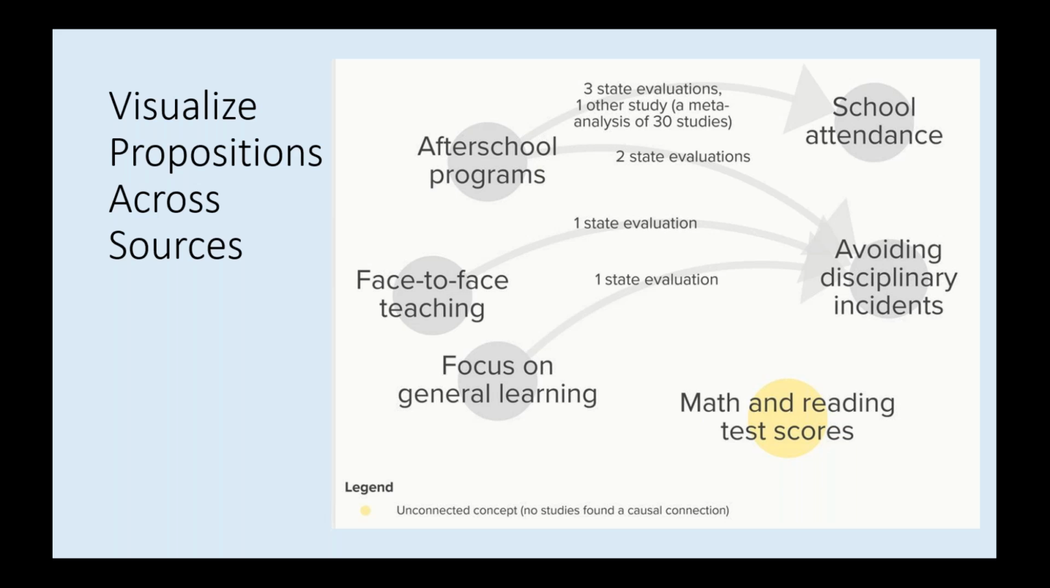information each study adds. Notice that the map also includes a concept that's not connected to anything, math and reading scores, the yellow circle. That unconnected concept is something that the researchers identified as important, but they didn't find any studies that supported a causal connection there. That shows where we may need more information and possibly where there could be a research topic for a publishable paper.